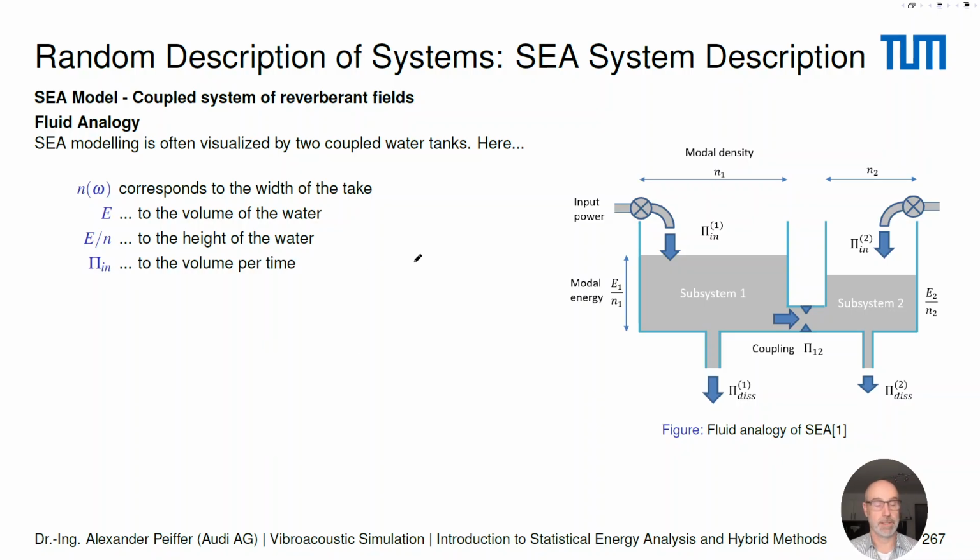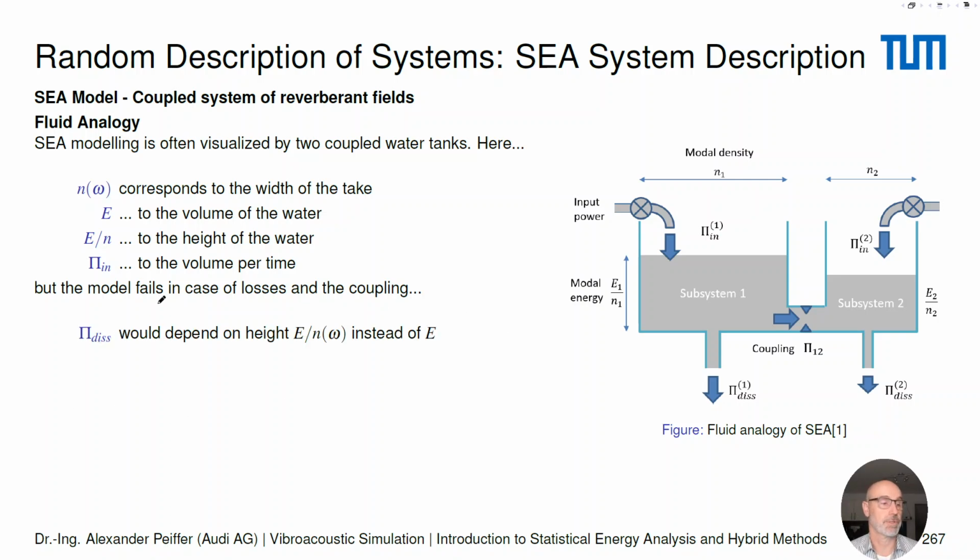The power input, that's clear, that's the volume that's flowing in per time, obviously, and the dissipated power is the volume that is flowing out. What I don't like that much with this model is it slightly fades in case of losses in the coupling, because the dissipated power would depend on the height and not on the energy, because the height is defining the pressure, and that's how much water would leave this tank. And the same is also true for the coupling loss factor.